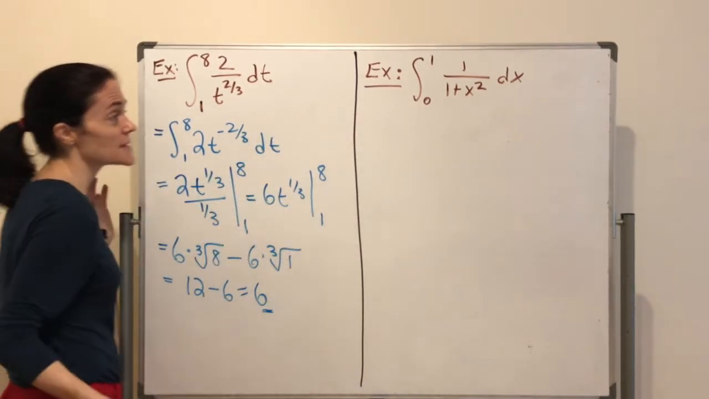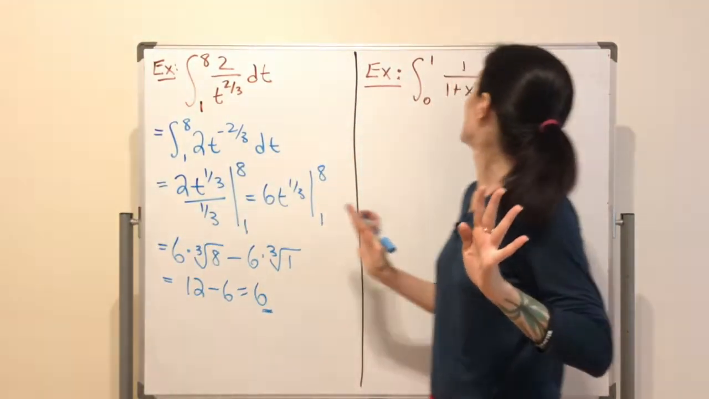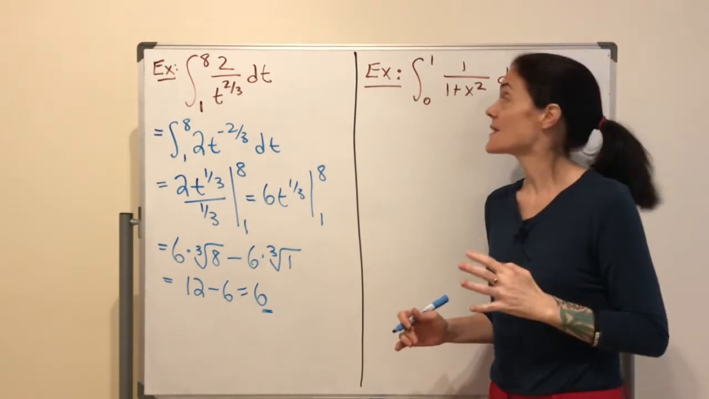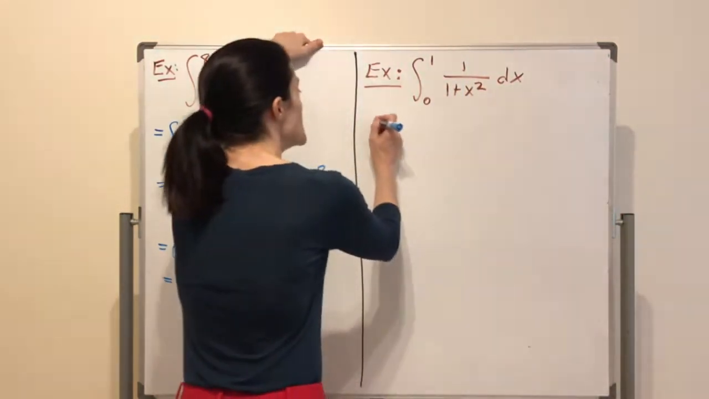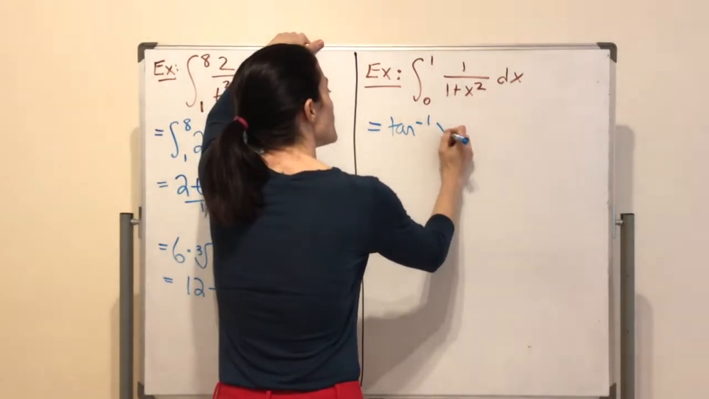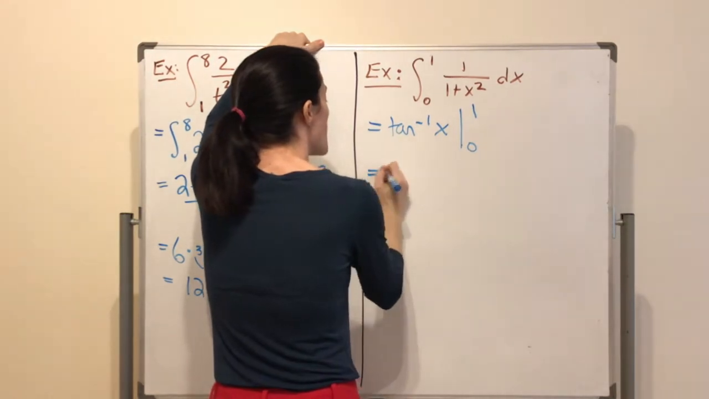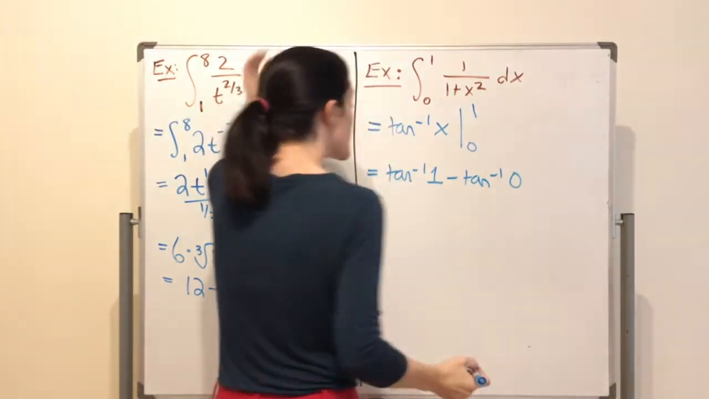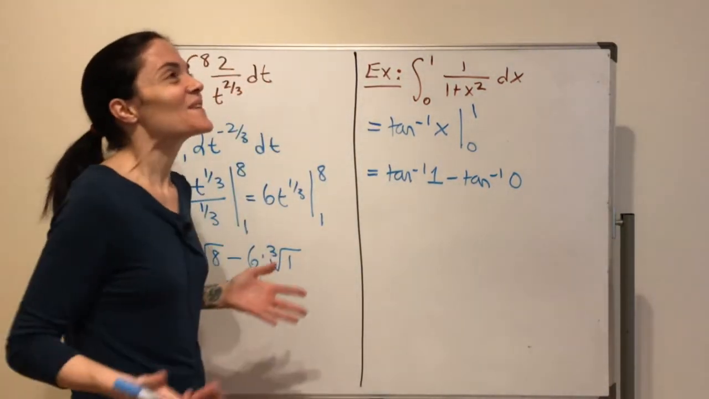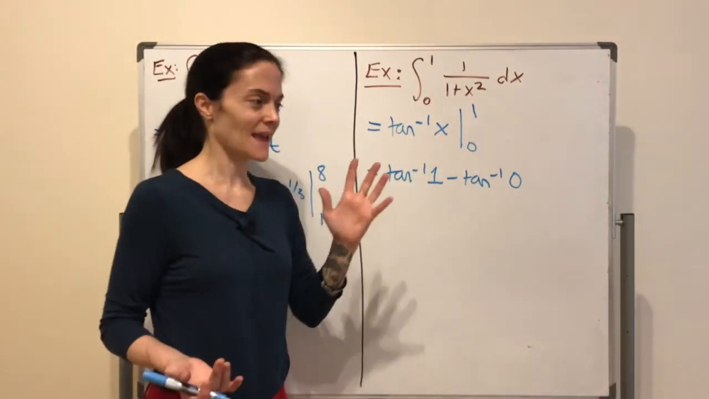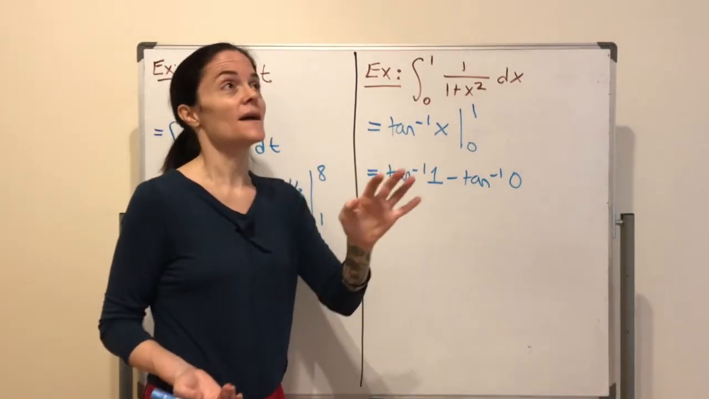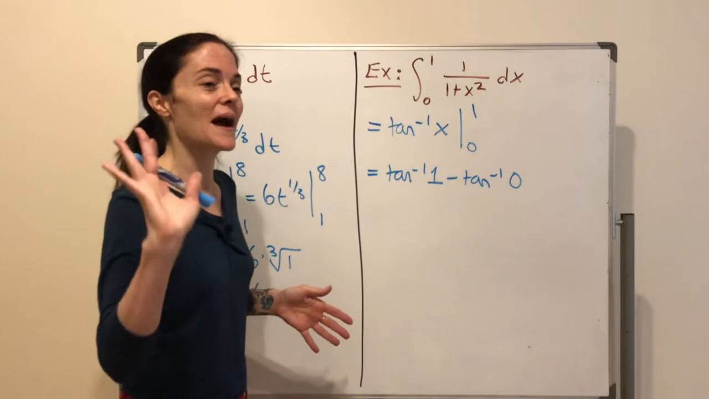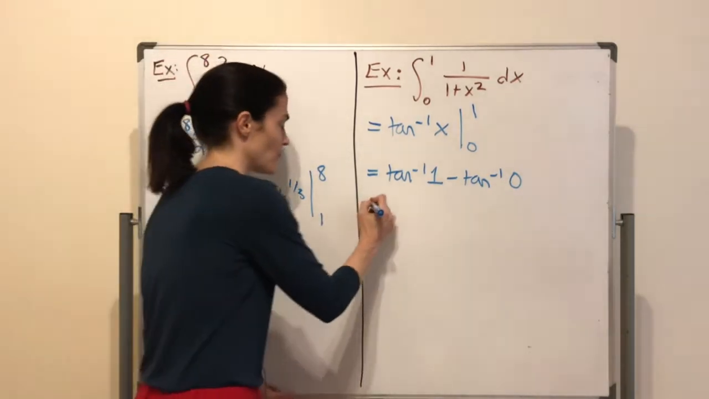Okay, now for this one, whenever I see 1 over 1 plus x squared, immediately I think of the tan inverse. This is the antiderivative here, or an antiderivative. So we get tan inverse of x evaluated between 0 and 1. This is tan inverse of 1 minus tan inverse of 0. Tan inverse of 1, we've evaluated this more than one time, I think. This is where the tangent is 1. Sine and cosine are equal, and the angle is between minus pi over 2 and pi over 2. This happens at pi over 4.